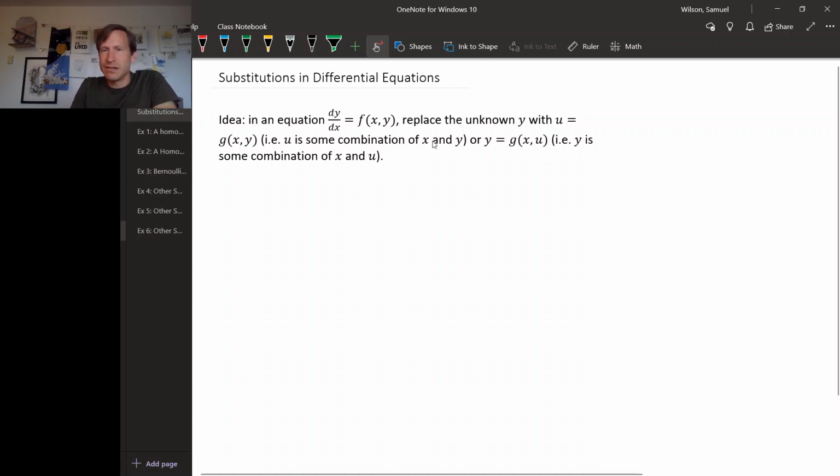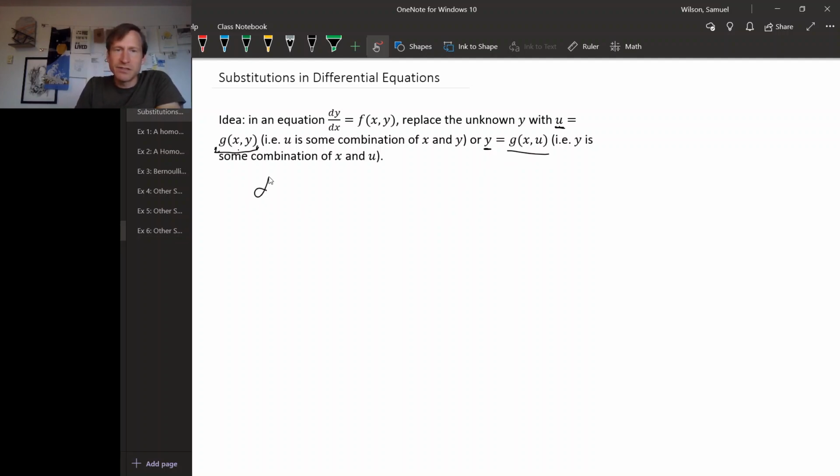So the idea is, if we have some idea for a new variable, we're going to call our new variable u. We might just invent a new variable u, and it could be some combination of x and y. So g is just indicating that we're somehow writing down a formula that involves x and y. Another way to do a substitution is, instead of saying your new variable is a function of your old variable, you could have your old variable y in terms of your new variable u. So we might write it like this.